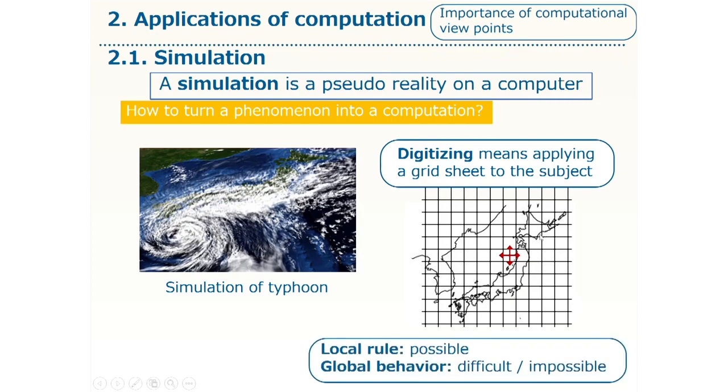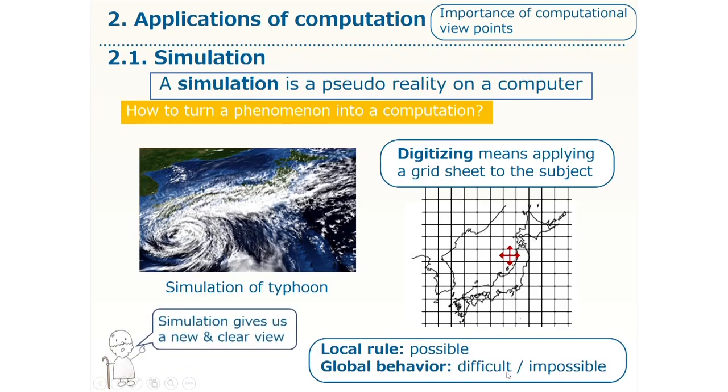After digitization, we derive a formula for computing local movements between neighbor grid squares. Then we can use a computer to simulate the total movement, which may be very difficult or even impossible mathematically. So we use computer simulations to understand the global behavior for precise predictions or deriving a new theory. In this way, simulation gives us a new and clear view that we cannot get otherwise.